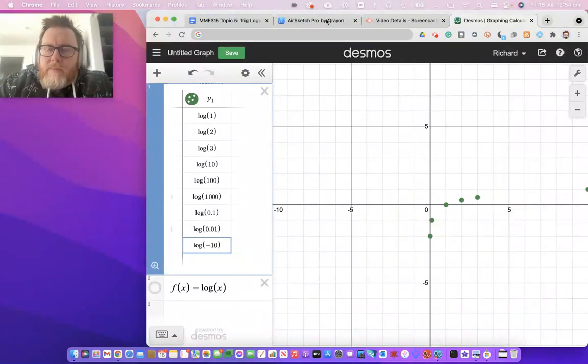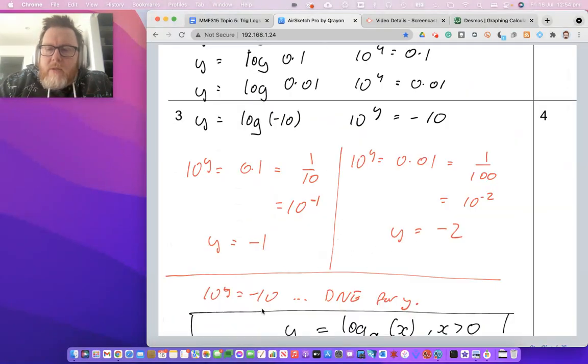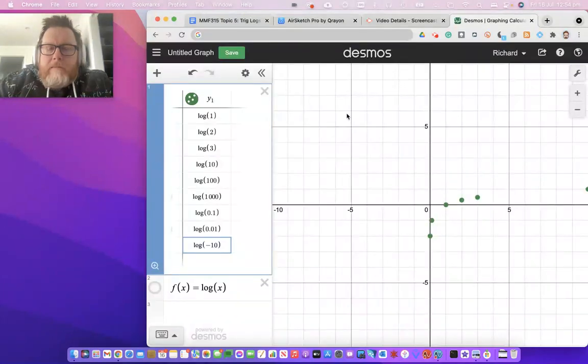Nowhere. And that's because the log of -10 does not exist for this, because of this logic. Okay, so that last one doesn't really count.